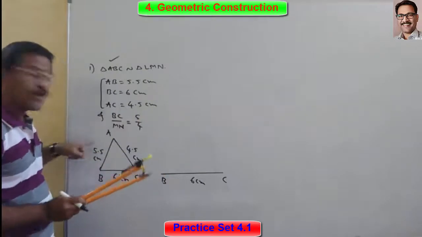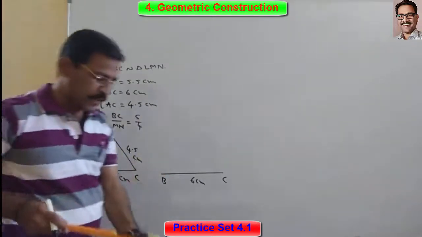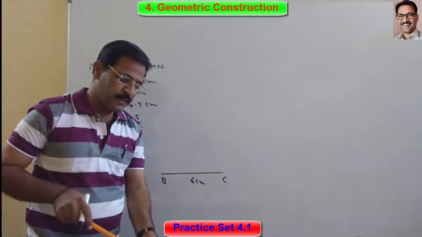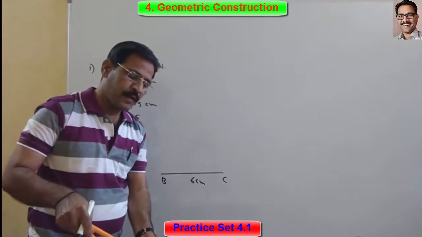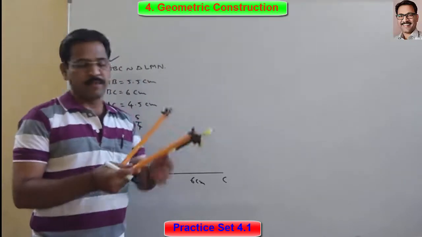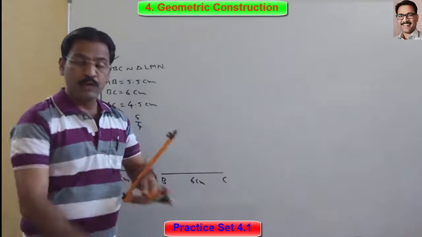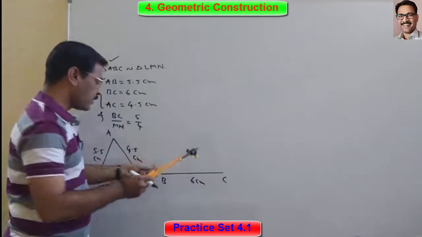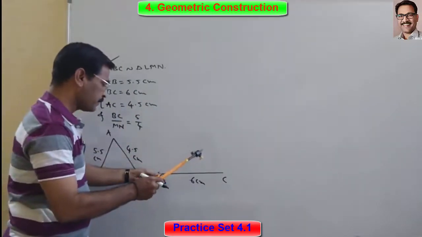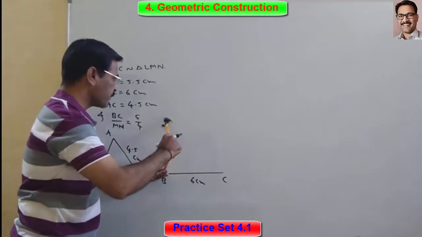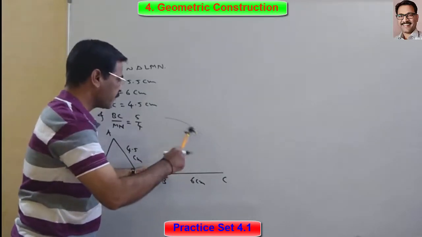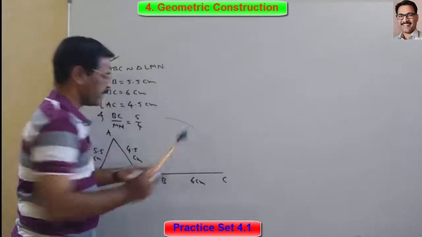And that is what? 5.5 here. I'll take in compass 5.5. See here, like this. Okay, this is the 5.5, and now using that compass we can draw the arc here, somewhere here. Understand friends? This is the way here.